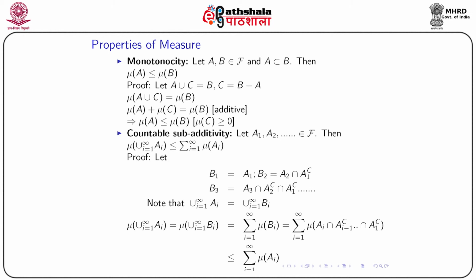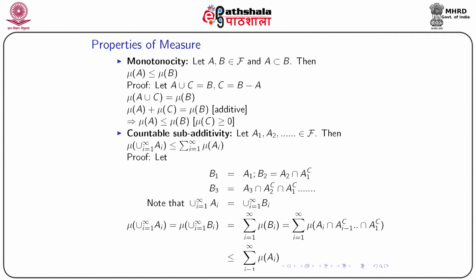To prove this countable subadditivity, we will reconstruct this union over A1, A2, An and so on through sets B1, B2, Bn and so on. So, we define B1 equals A1. Now, B2 is defined as A2 intersection A1 complement, B3 is defined as A3 intersection A2 complement intersection A1 complement. So, in general Bi is defined as Ai intersection A1 complement, A2 complement, A3 complement, up to Ai minus 1 complement.